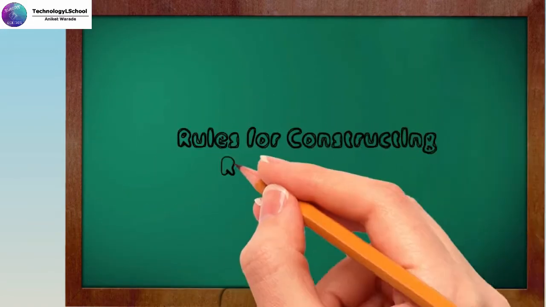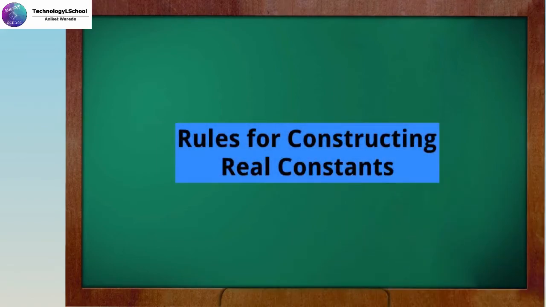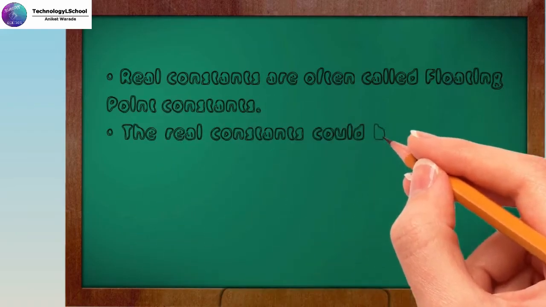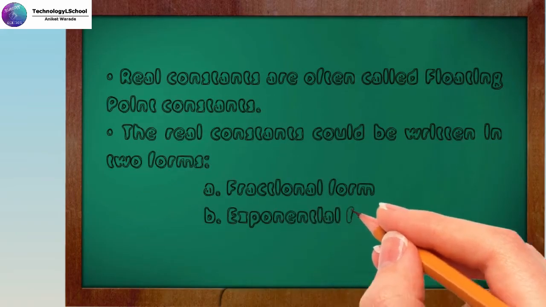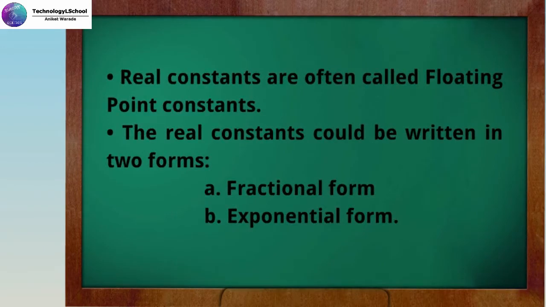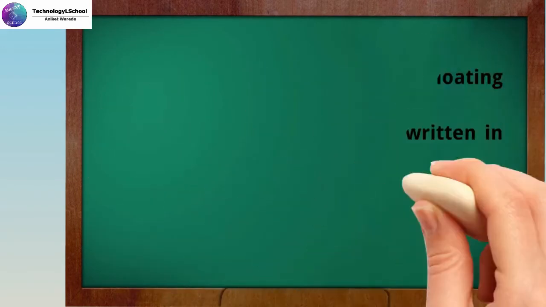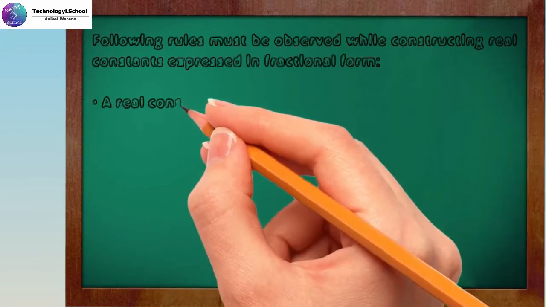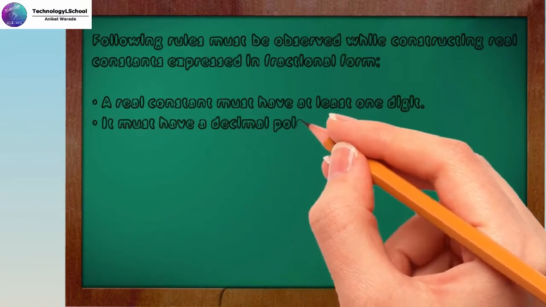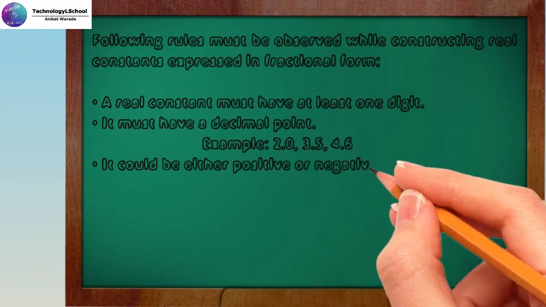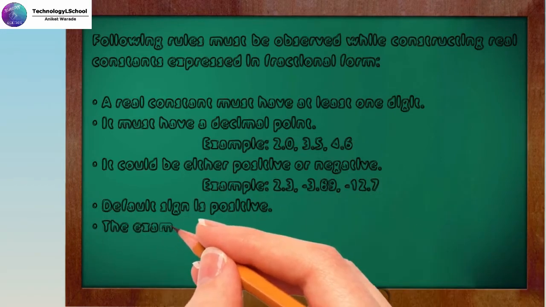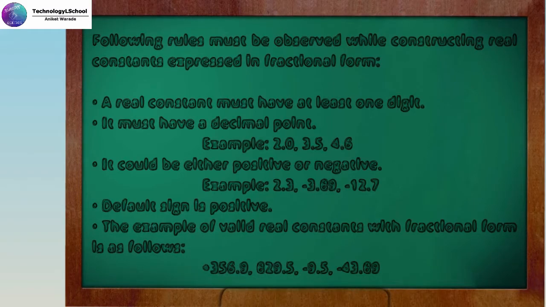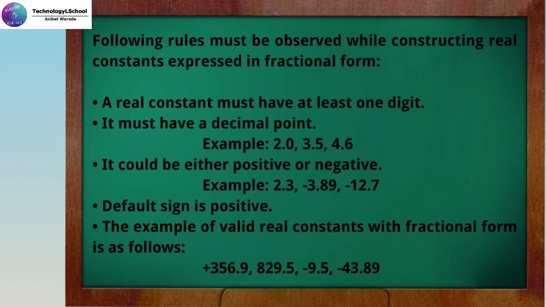Rules for constructing real constants. Real constants are often called floating point constants. The real constants could be written in two forms: fractional form and exponential form. Following rules must be observed while constructing real constants expressed in fractional form. A real constant must have at least one digit. It must have a decimal point. It could be either positive or negative. Default sign is positive. The example of valid real constants with fractional form is as follows.